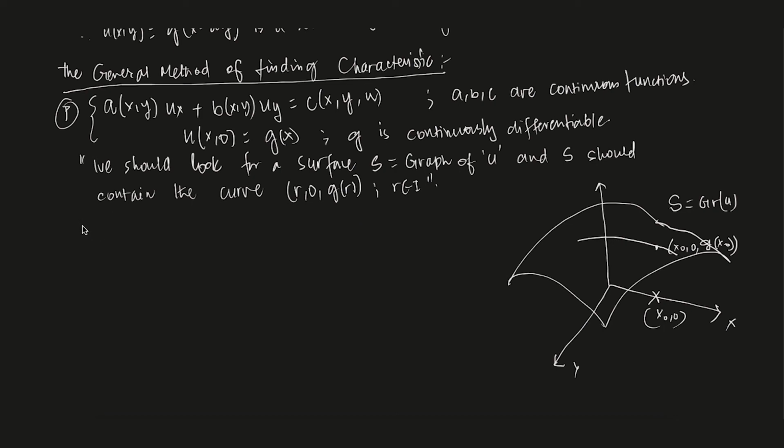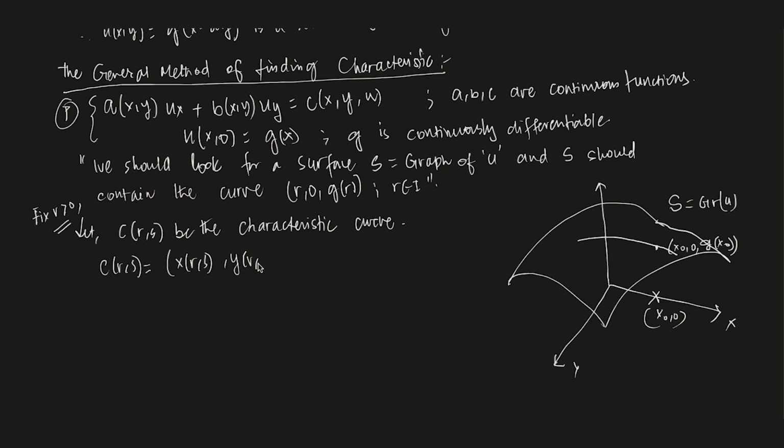Now let's write down the characteristic equation. For a fixed r, this r is varying on the x-axis. Let C of (r, s) be the characteristic curve. We will write it like this: x of (r, s), y of (r, s), and z of (r, s). For a fixed r, say this is the fixed point (x0, 0, g of x0), this is for r equals x0.